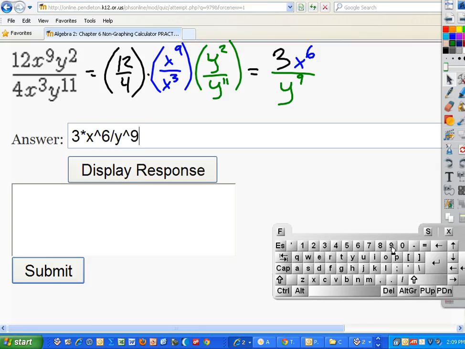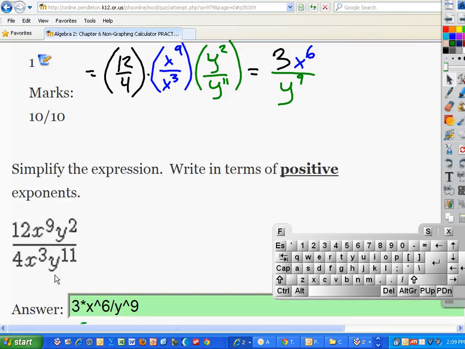Okay, now always hit display response on these, especially on the test, right? You've got to make sure that you're putting it in correctly. Does that look like what we want? It does. So now we can hit submit. Okay. All right. Aren't we good?